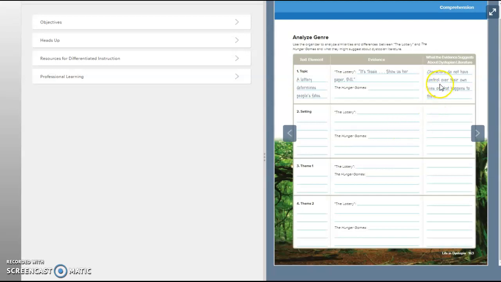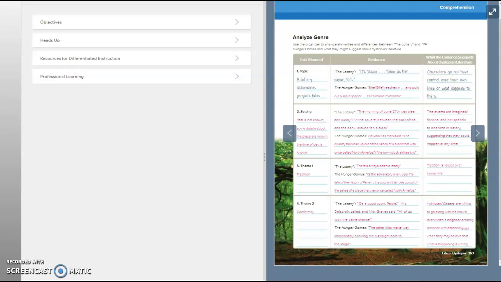So then over here, what does it tell you? Let's just look. So the setting, the year is not known, some details about the place are known, the time of day is known. The morning of June 27th was clear and sunny. So you need to go find text evidence from the book: in the square between the post office and the bank around 10 o'clock. For The Hunger Games, we know it's the future because it says the country that rose up out of the ashes of a place that was once called North America. The town clock strikes 2, so it was at 2 o'clock.